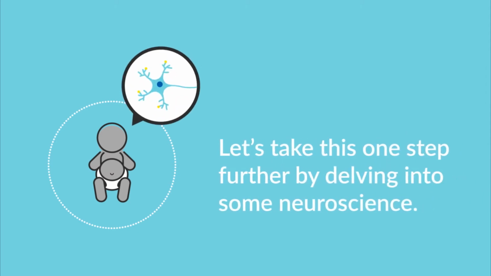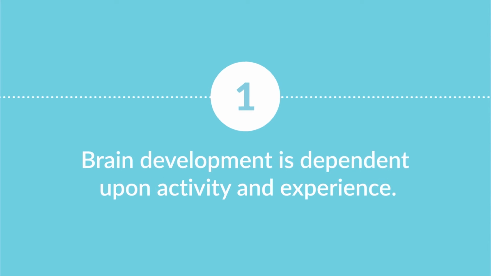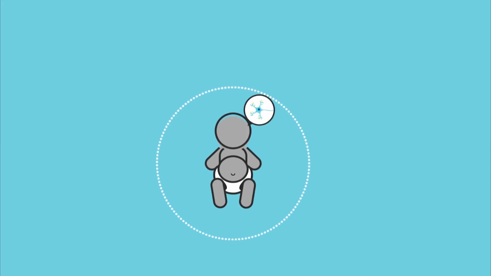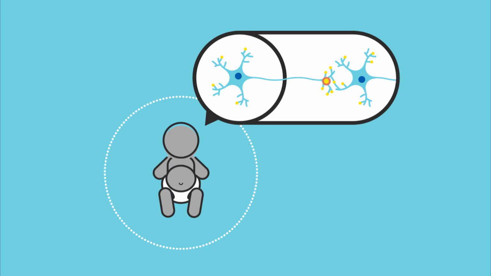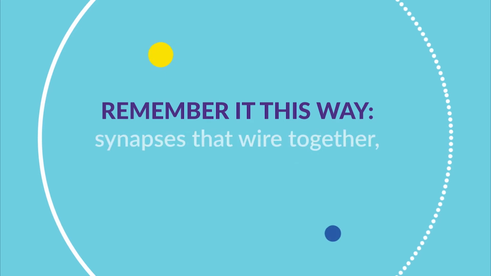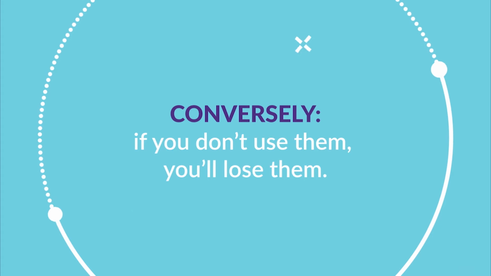Let's take this one step further by delving into some neuroscience. Brain development has 5 main characteristics that can be affected by ACEs. 1. Brain development is dependent upon activity and experience. An animated baby appears with a bubble above its head. The bubble includes animated brain synapses. Brain synapses and pathways are formed and strengthened over time as a person interacts with their environment. Remember it this way. Synapses that wire together, fire together. Conversely, if you don't use them, you'll lose them.